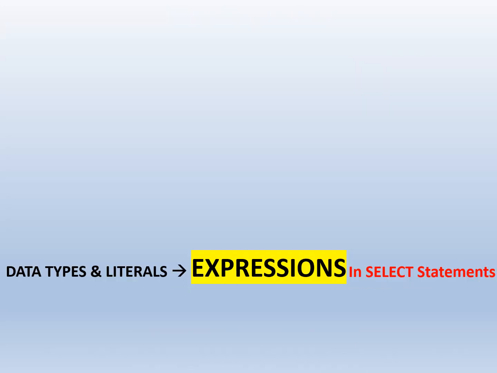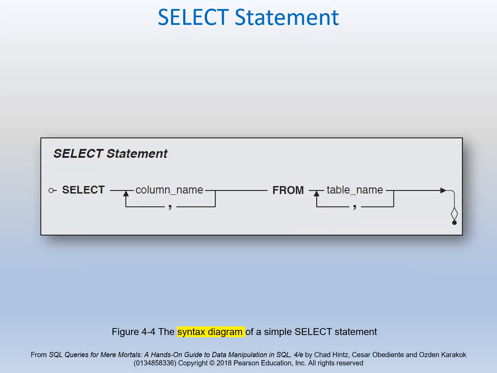We have reviewed data types and literals. We have just reviewed expressions, and now we're going to take a look at expressions in select statements. Recall our select syntax diagram from our previous lesson. Keywords are highlighted in yellow. Literal entries are highlighted in pink.